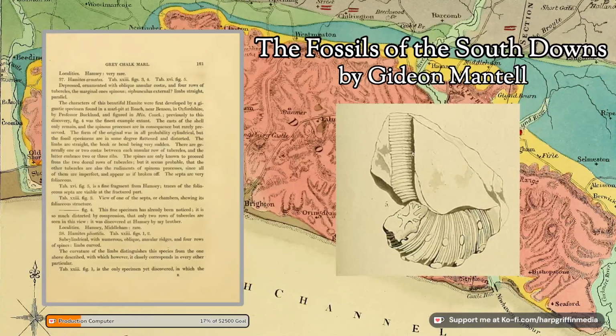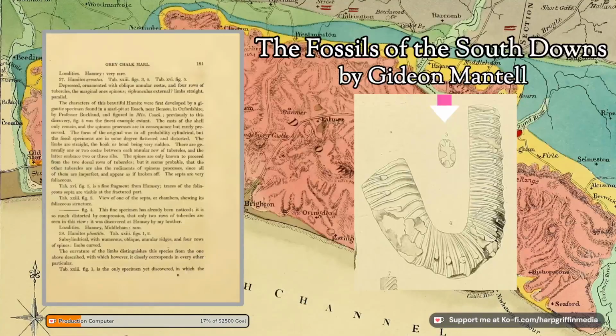Tablet 16, Figure 5, is a fine fragment from Hamsey. Traces of the foliaceous septa are visible at the fractured part. Tablet 23, Figure 3, view of one of the septa, or chambers, showing its foliaceous structure. Tablet 23, Figure 4. This fine specimen has already been noticed. It is so much distorted by compression that only 2 rows of tubercles are seen in this view. It was discovered at Hamsey by my brother. Localities: Hamsey, Middleham. Rare.